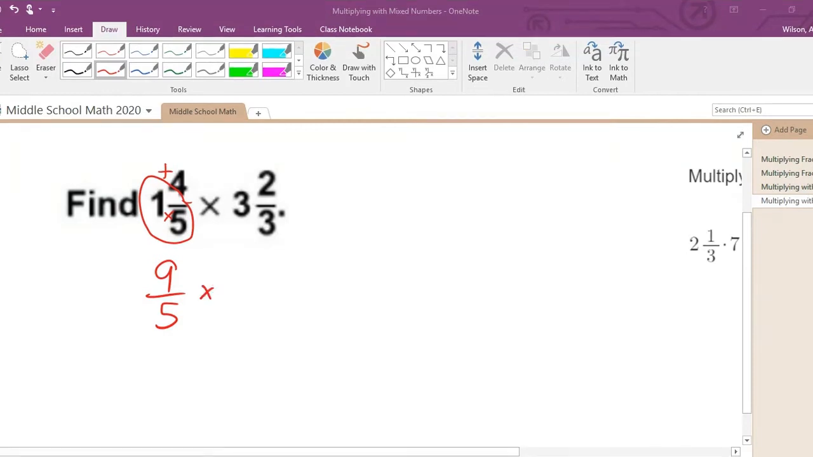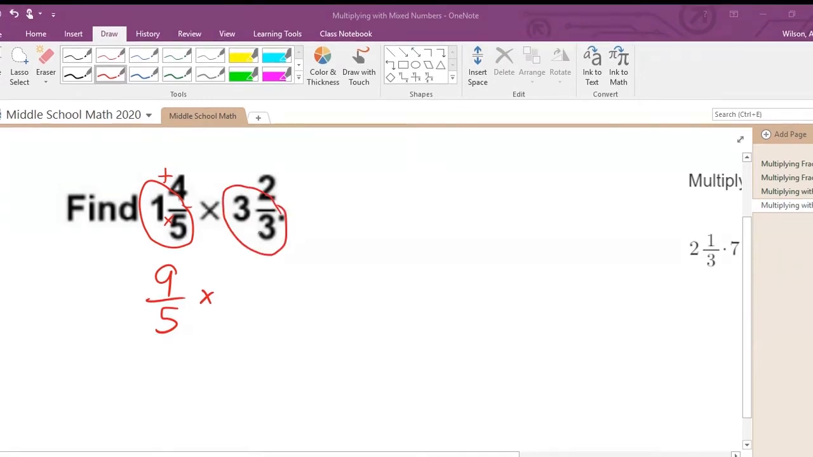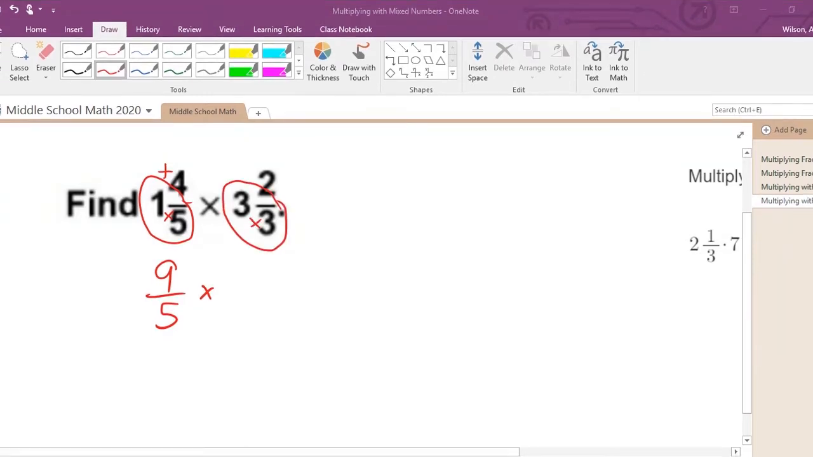Now we're going to multiply this by 3 and 2/3, but we're going to change 3 and 2/3 into an improper fraction. Remember, we do whole number times denominator. 3 times 3 makes 9, plus 2 makes 11, and it's 11/3. I am going to cross reduce.